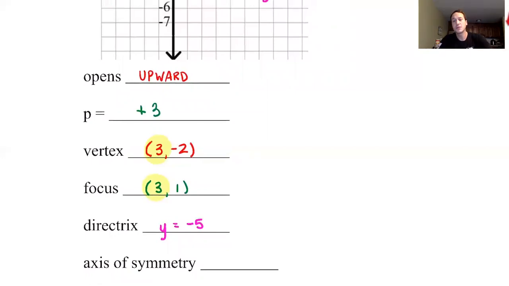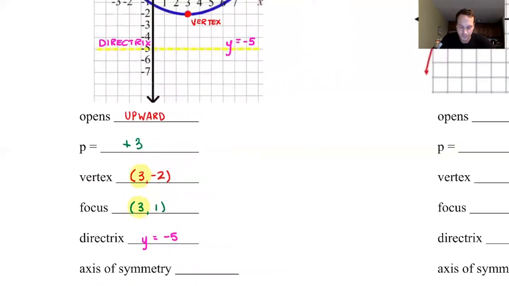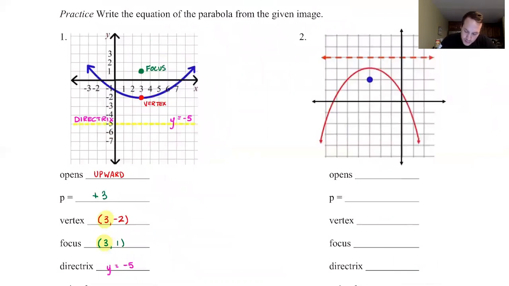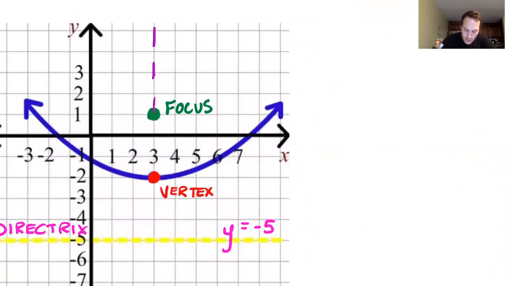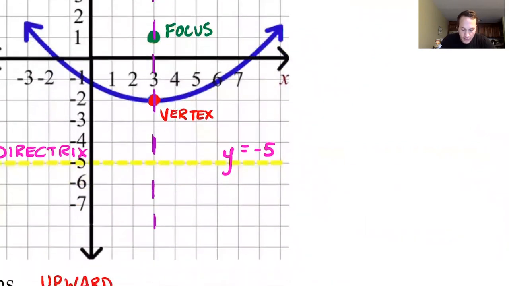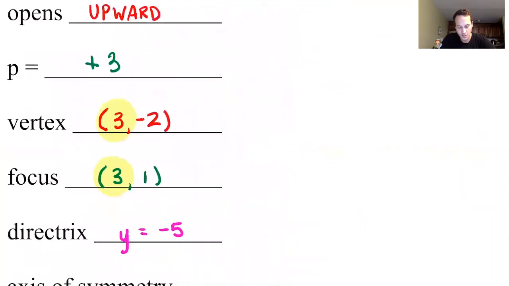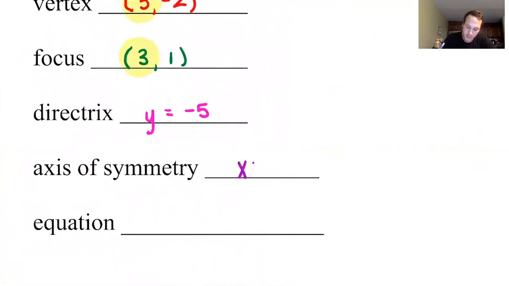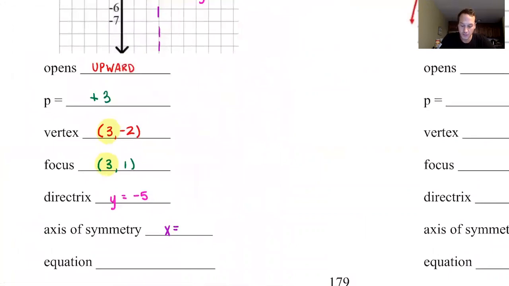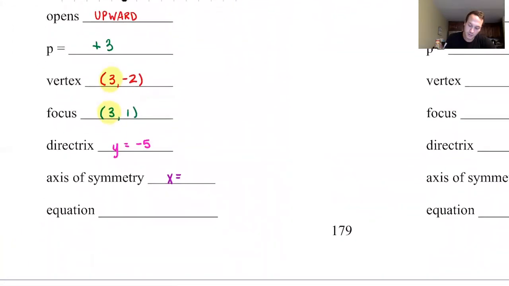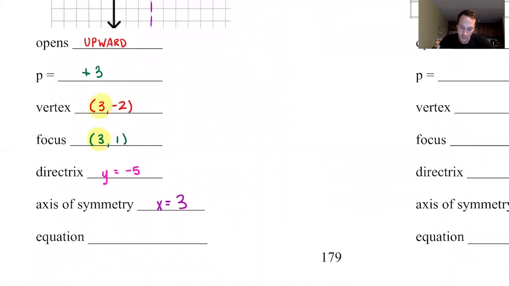Now the axis of symmetry, you can remember that from Algebra 1. The axis of symmetry is the piece that goes right through your parabola, through the vertex. That's also a line. It's going to be a vertical line, so therefore it's x equals. And because it's x equals, it's also going to be the same as what the x value was of our vertex and our focus. It's x equals 3.